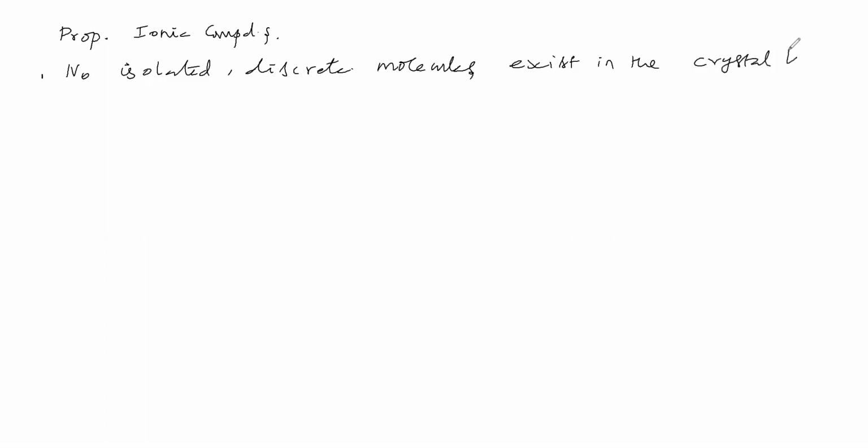How are ionic compounds present in the crystal lattice? That is, no isolated discrete molecules exist in the crystal lattice. So in the properties of ionic compounds, see this point: isolation is not possible, discrete molecules are not possible in the crystal lattice.